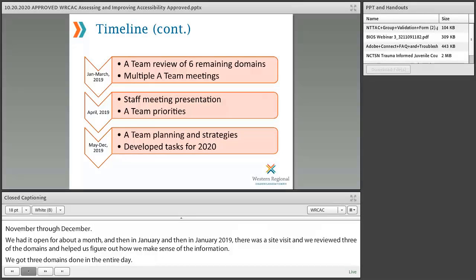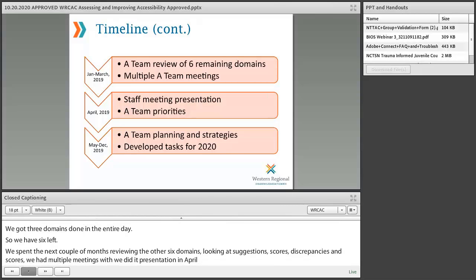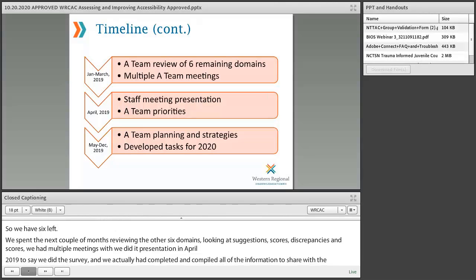We spent the next couple of months reviewing the other 6 domains, and again, looking at what were some suggestions that people had, what was our score, what was the discrepancy in our score. So we had multiple meetings during that time. And then we did a staff presentation in April of 2019 to say, hey, we know we did the survey, so even 6 months had lapsed since the time we took the survey, and we had completed and compiled all the information to share with our staff. That was when we shared a little bit about what each of the domains told us, and then really letting folks know these are the 2 particular domains that we are going to focus on. We're going to focus on workforce development and secondary trauma.